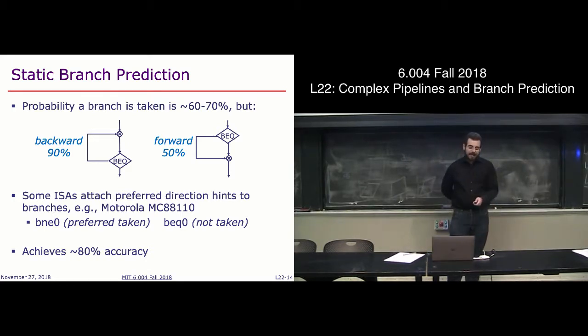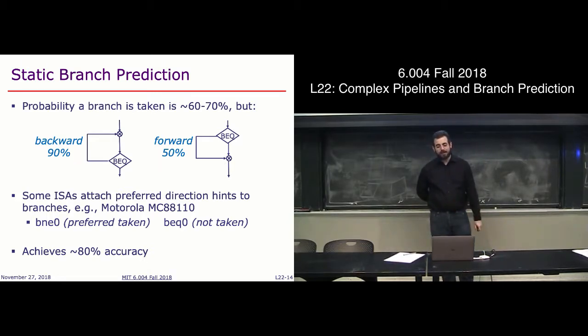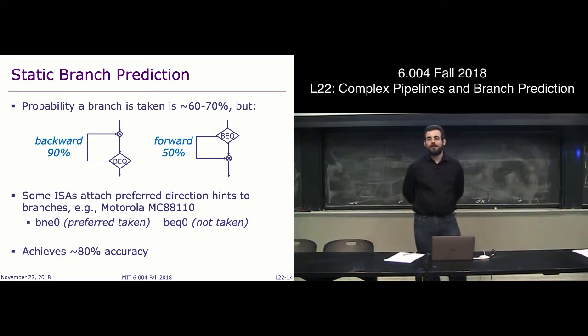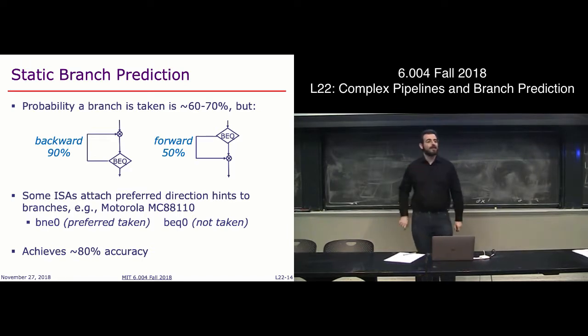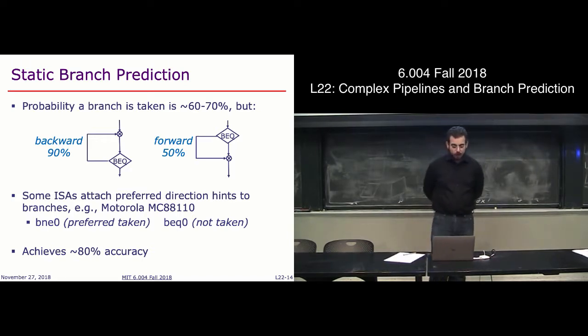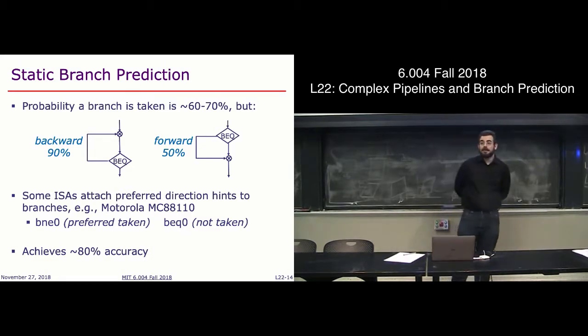Now, as it turns out, backward branches are taken over 90% of the time. Forward branches are taken about half of the time. Can you guess why? Yes. So backward branches are loops, right? You're always going back to the beginning of the loop, so it's much more likely to be taken. Forward branches tend to be if-else conditions, right?